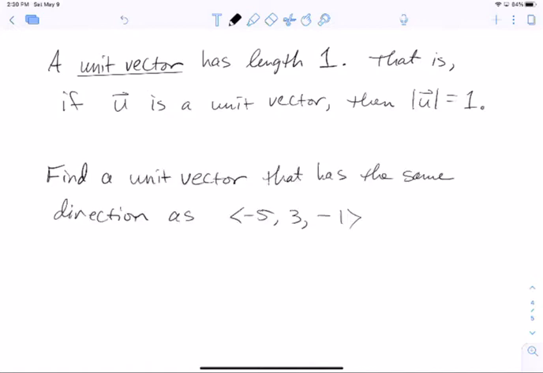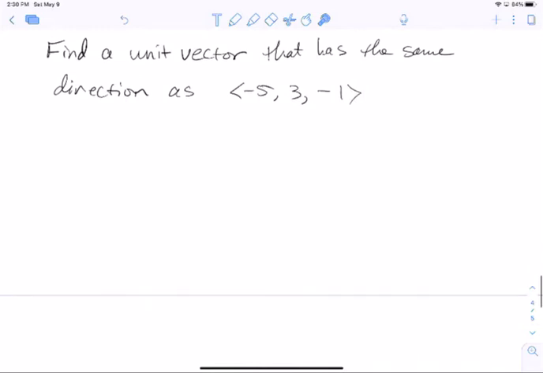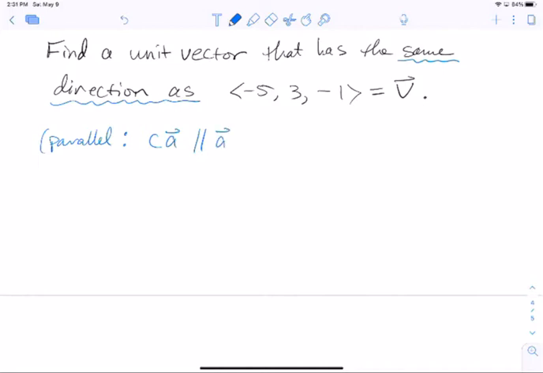Find a unit vector that has the same direction as a given vector, -5, 3, -1. Just for label purposes here, I'm going to call that vector v. Now when we say this vector has the same direction as the vector v, that's another way to say that they're parallel. Unit vector or not, one vector is parallel to another vector if one is a scalar multiple of the other. And so the scaled vector c times a is parallel to the vector a. They point in the same direction.